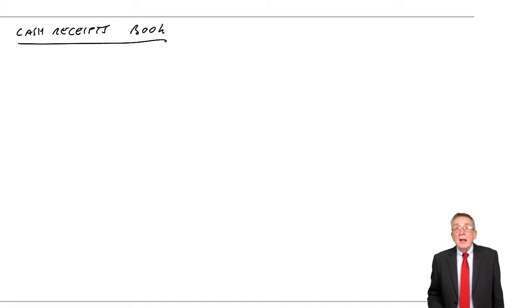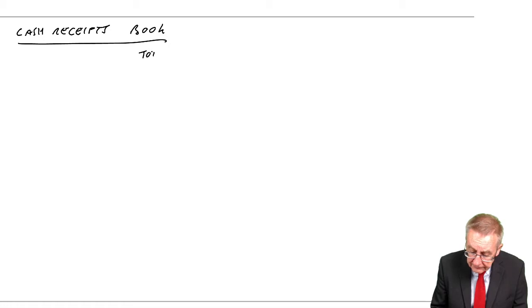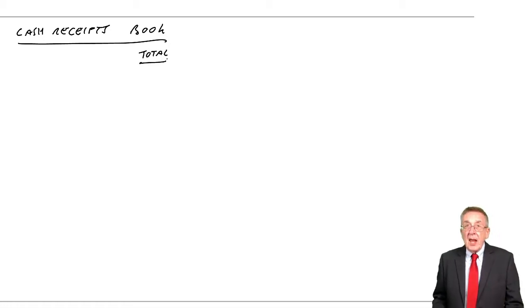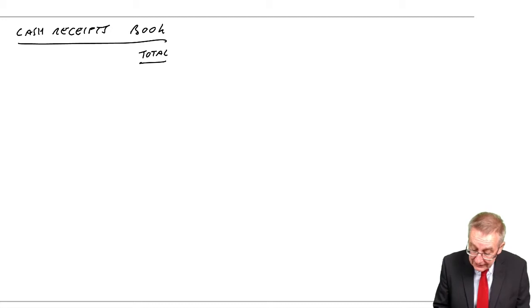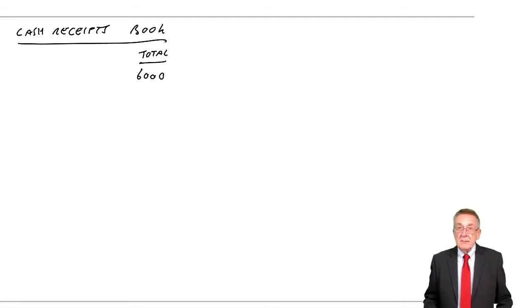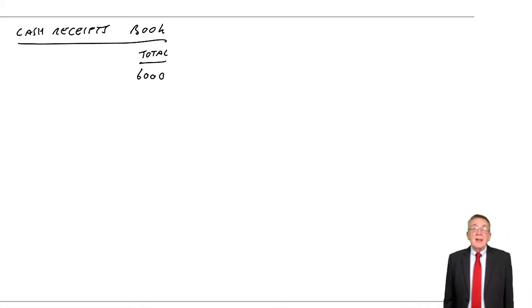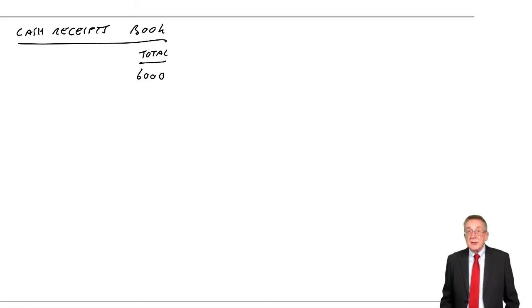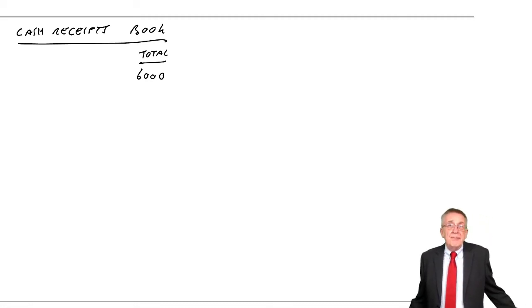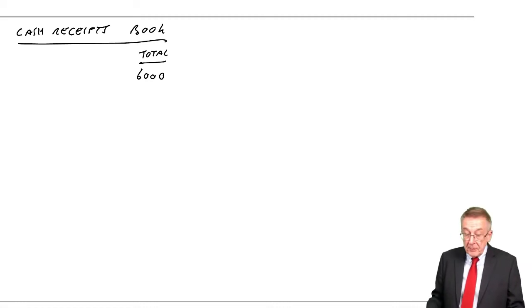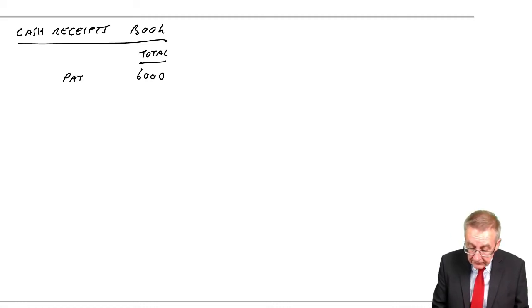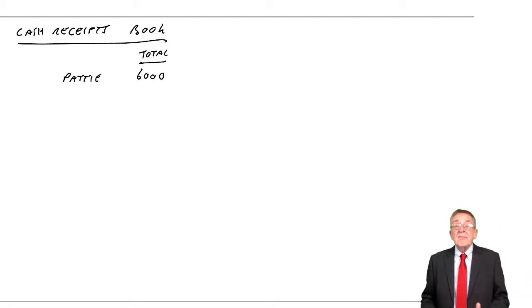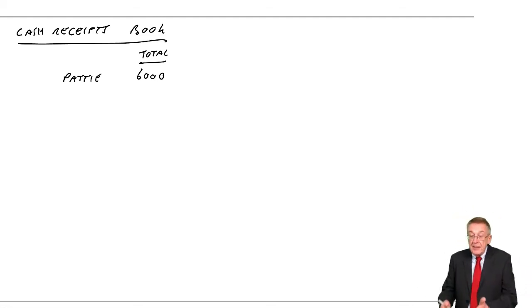But as you'll see, there are actually several columns in this book. We have a column which says total, and the cash we've received, $6,000. We write something against it. Remember, this is only a notebook. There's no debits, there's no credits. It's a note. And write against it whatever, in real life, seems sensible. I don't know, it was Patty who paid in the money, I'll write Patty. And of course, every time we receive cash, it'll be listed in this book.